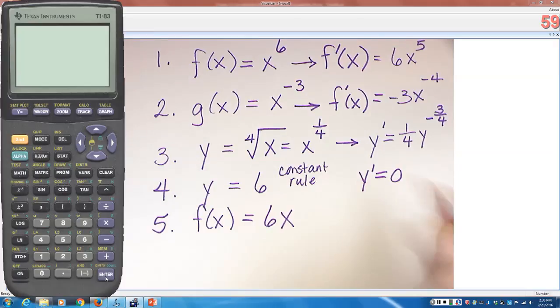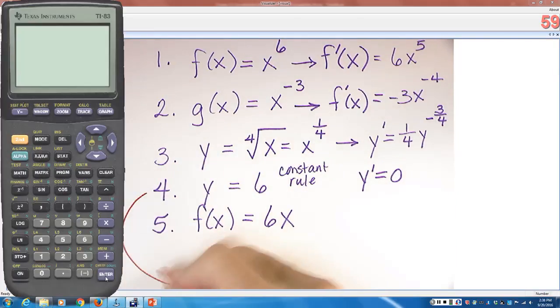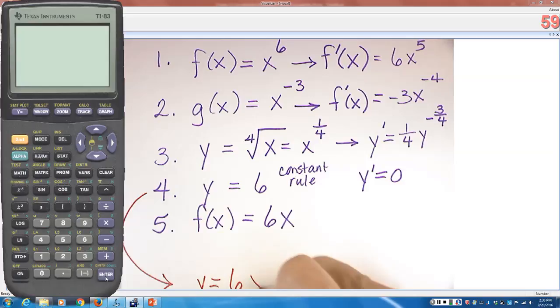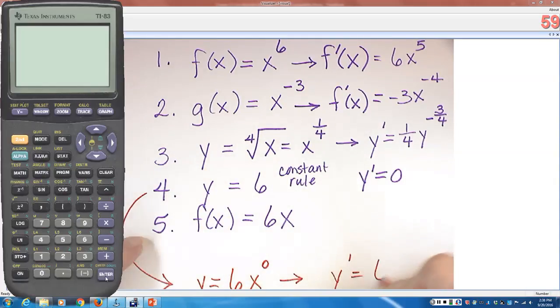This can be a power rule problem. But you have to first realize that this is y equals 6x to the 0 power, because there are no x's. Okay? And then the power rule says that y prime is 6 times drop the power and reduce the power by 1. And this is why the power rule is not used.